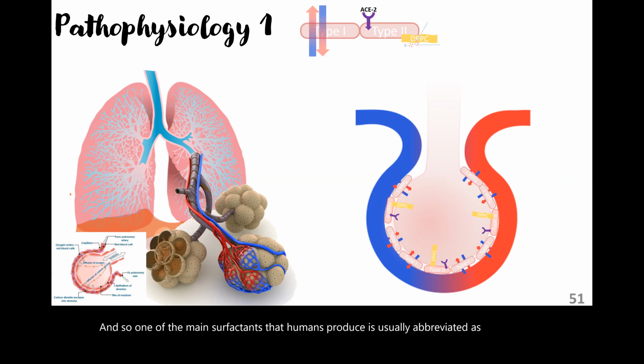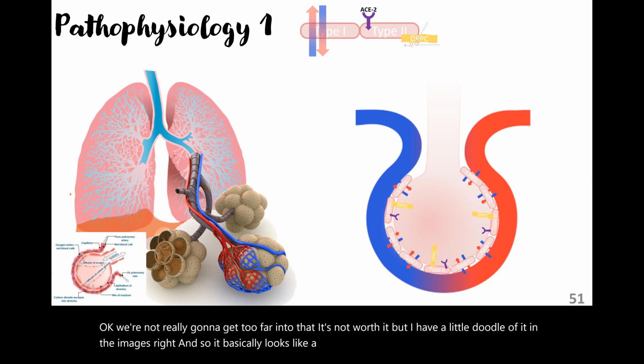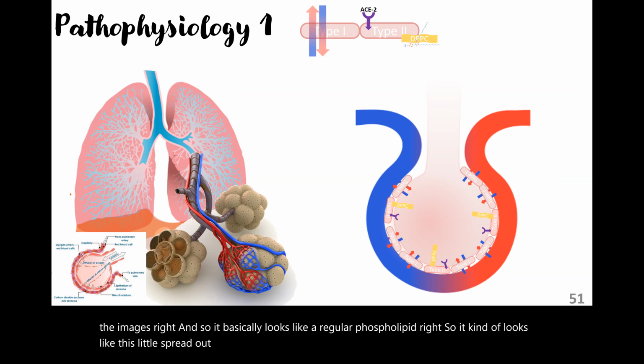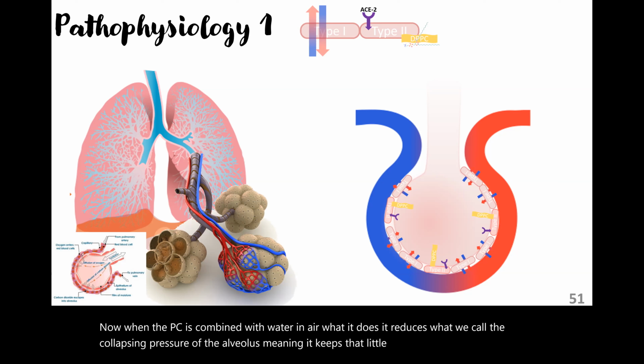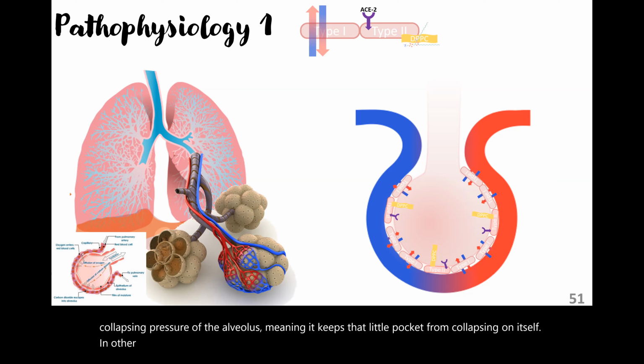Now, when DPPC is combined with water and air, it reduces what we call the collapsing pressure of the alveolus, meaning it keeps that little pocket from collapsing on itself. In other words, us dying, right? So by reducing surface tension, it keeps the shape and the size of that cool little pocket, okay?